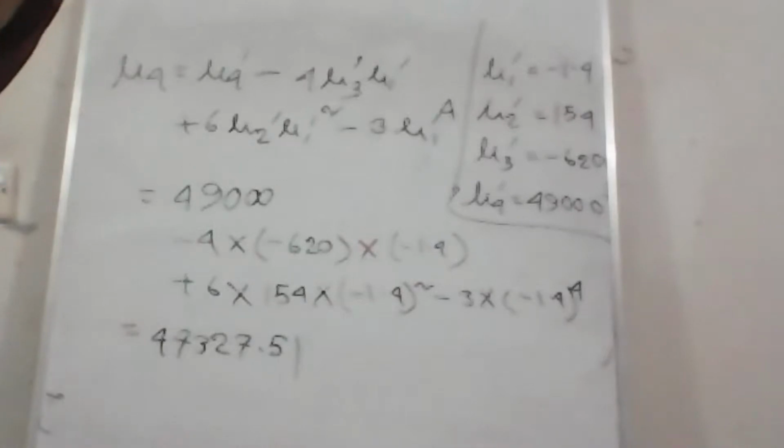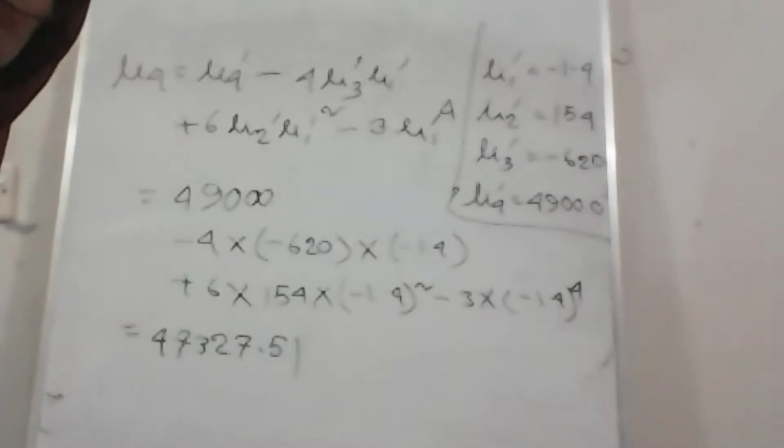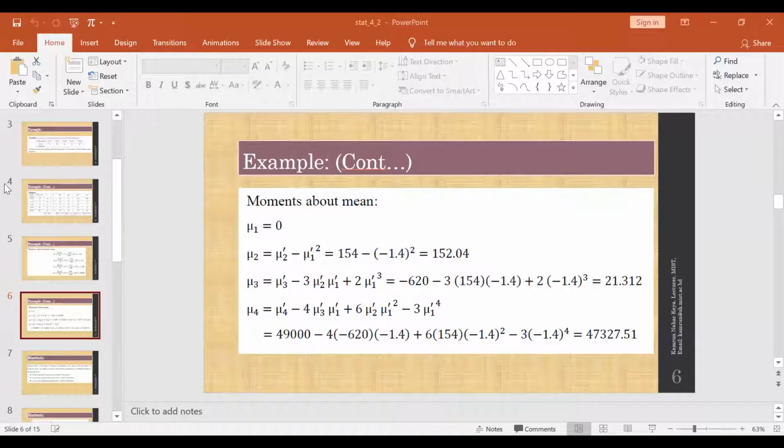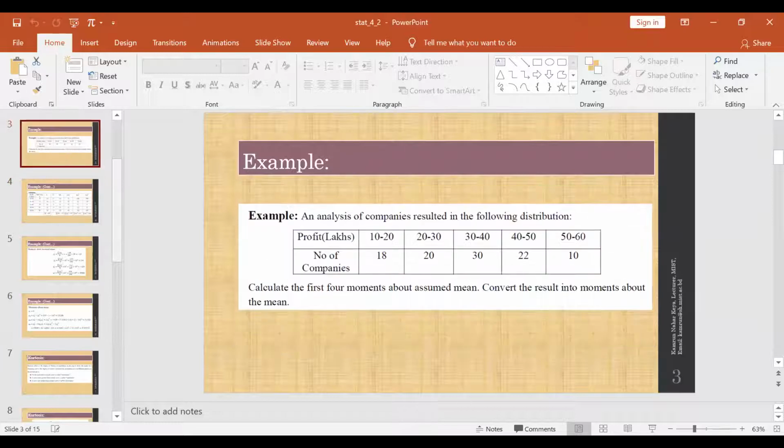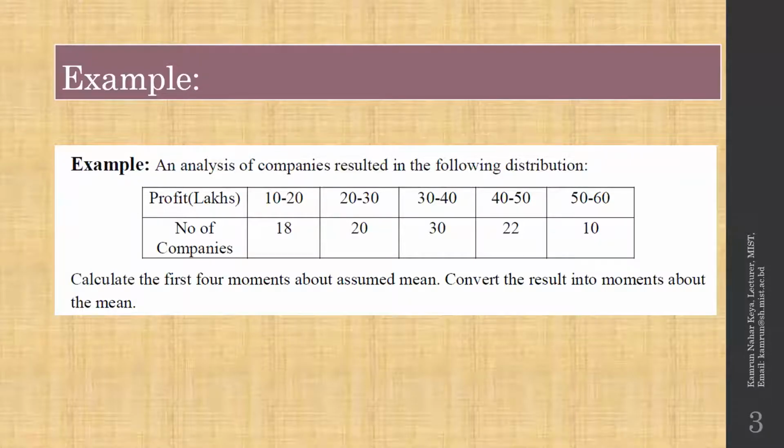Let's just see it in the slide again, so it will be clear if you didn't understand anything on the board. This was our given problem. An analysis of companies resulted in this range of profits and their frequencies, I mean how many companies profited in this range. So I have to calculate first the raw moments and then convert the result into moments about the mean.